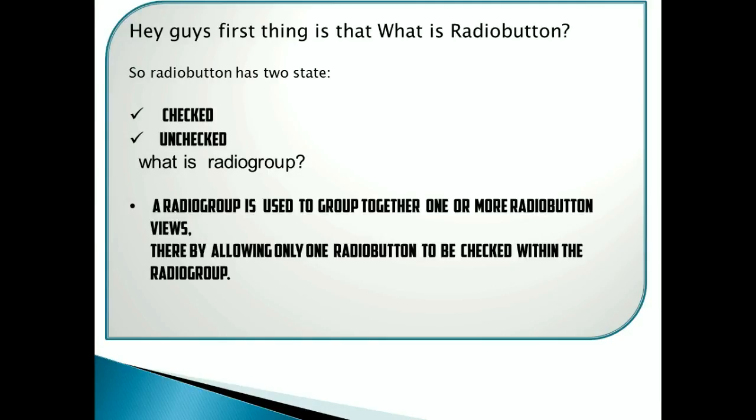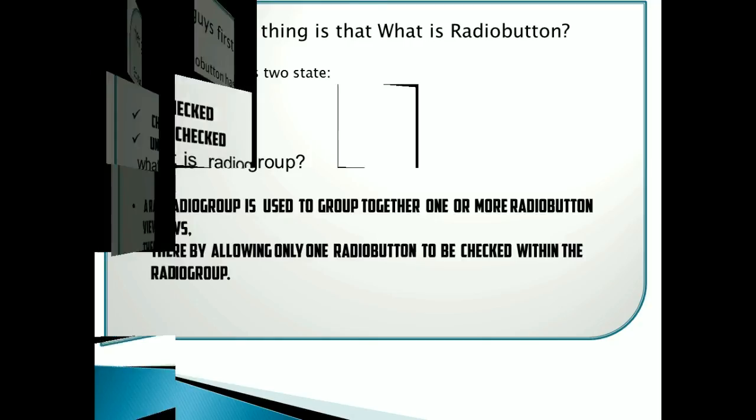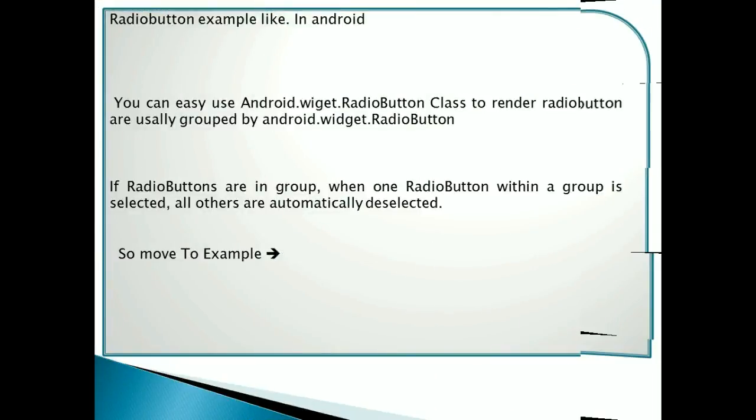So guys, it's pretty easy to understand. You don't need to worry about it. In this lesson, I'm going to explain each and every topic, so don't worry. As you can see, you can easily use the android.widget.RadioGroup class to group radio buttons together. If radio buttons are grouped in one, then when one radio button within the group is selected, all others are automatically deselected. Here we're going to see one example for better understanding.